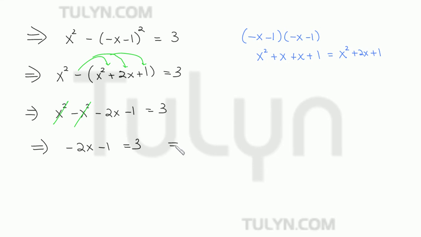So now, solving for x, we're going to add a 1 to both sides. So minus 2x, we're going to add a 1 to both sides. So minus 2x is equal to 4, which means x is equal to 4 over negative 2, or x is just equal to negative 2. So now we have our value for x.